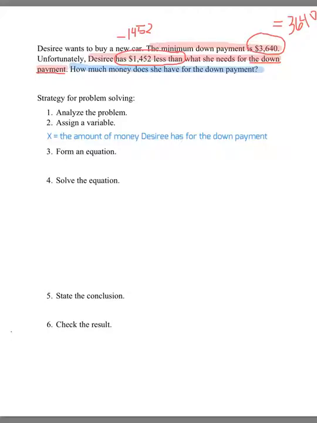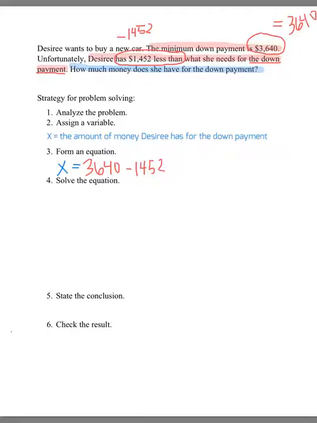So we already have our equation set, so let us begin forming the equation. The variable x is equal to, well, x is the amount of money Desiree has for the down payment. And we know that the down payment is equal to $3,640. And what else do we know? Well, we know Desiree has $1,452 less than the down payment. So again, we're going to subtract this value from the down payment. And that is our equation.